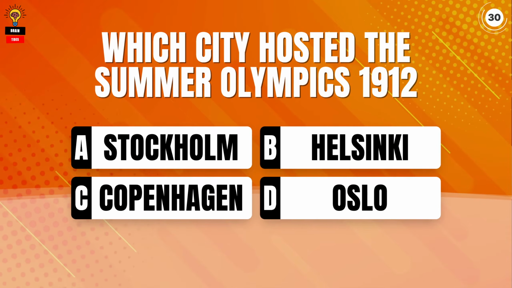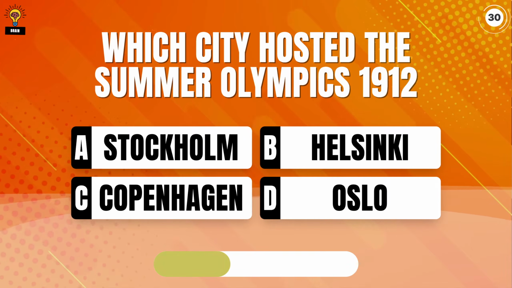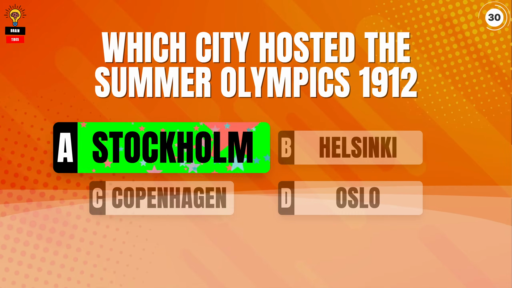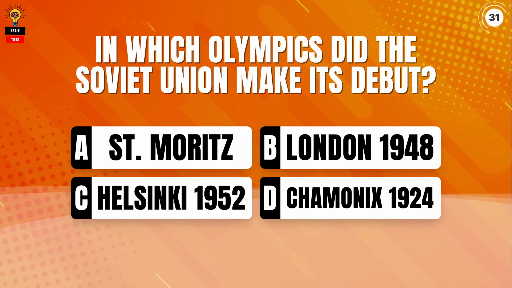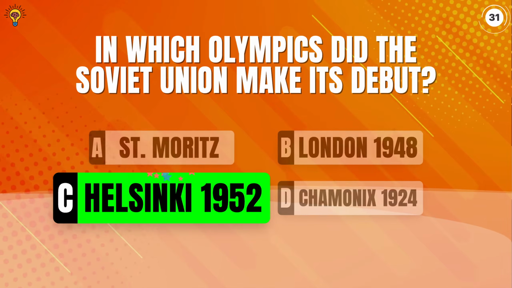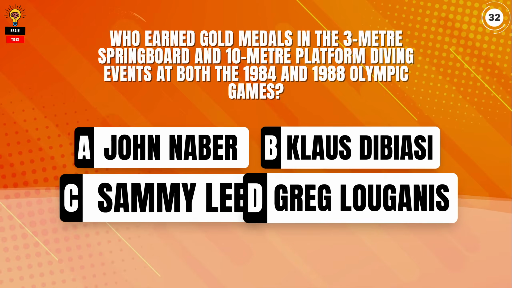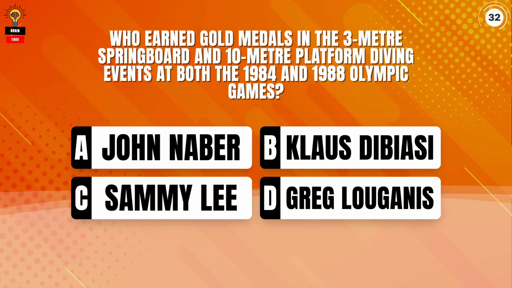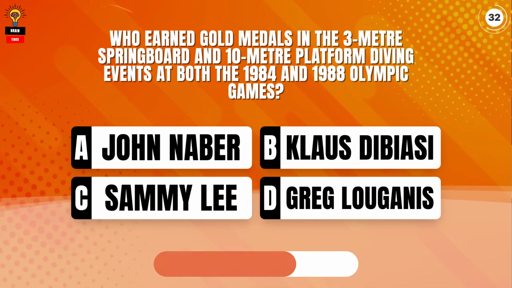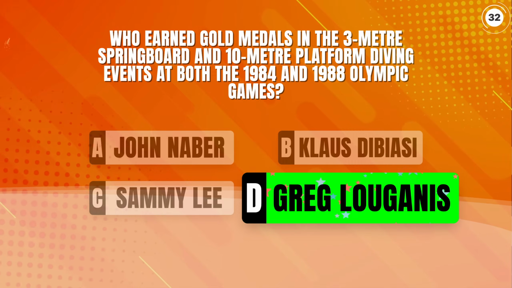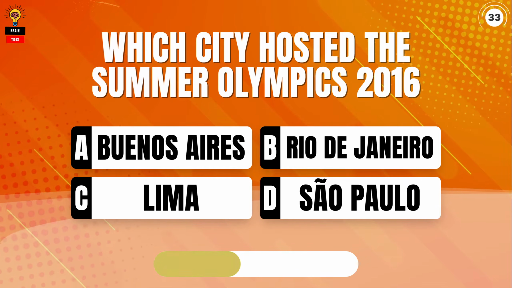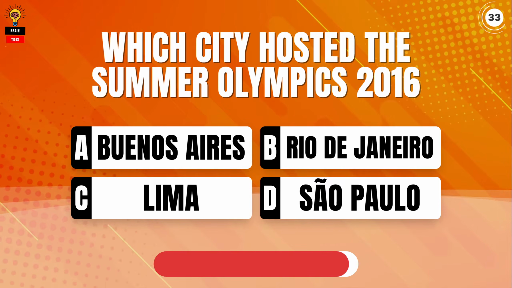Which city hosted the Summer Olympics 1912? Stockholm. In which Olympics did the Soviet Union make its debut? Helsinki, 1952. Who earned gold medals in the 3-meter springboard and 10-meter platform diving events at both the 1984 and 1988 Olympic Games? Greg Louganis. Which city hosted the Summer Olympics 2016? Rio de Janeiro.